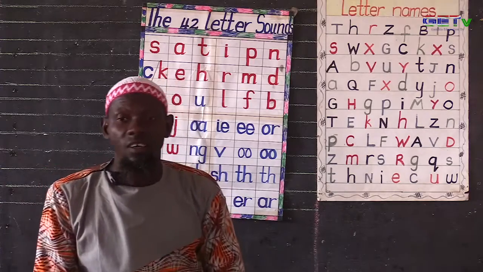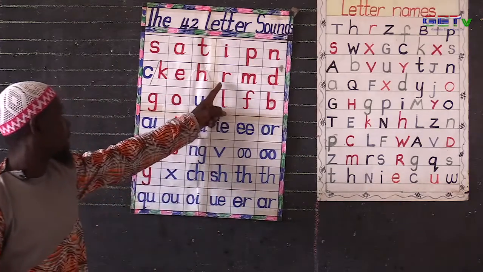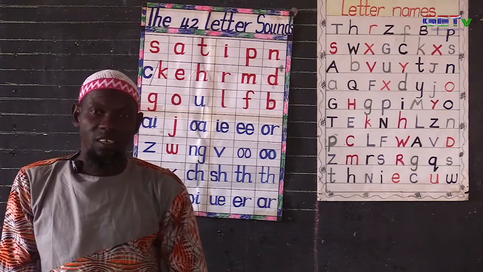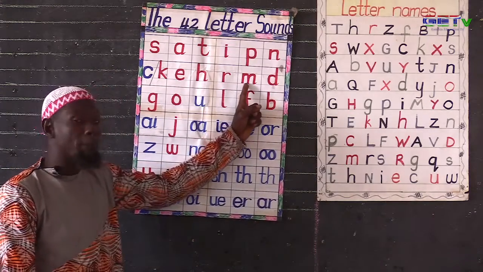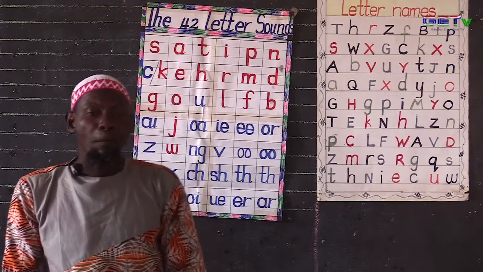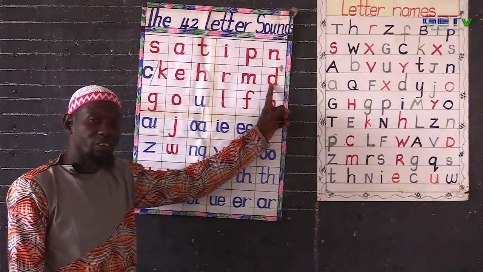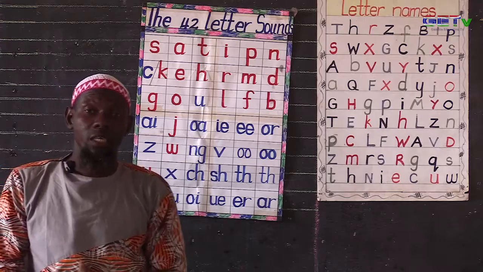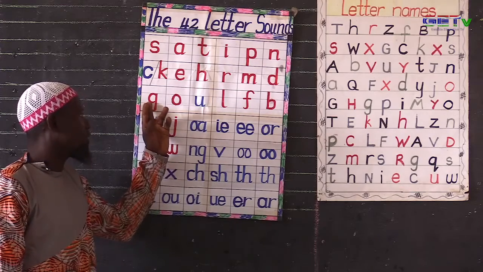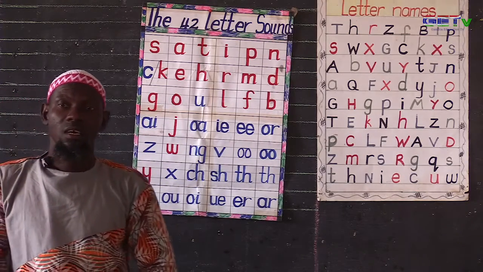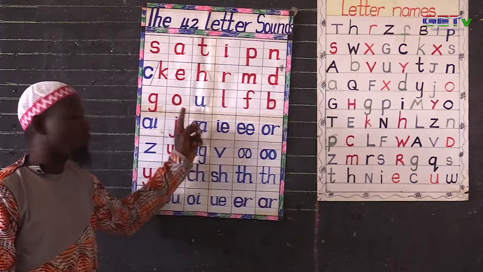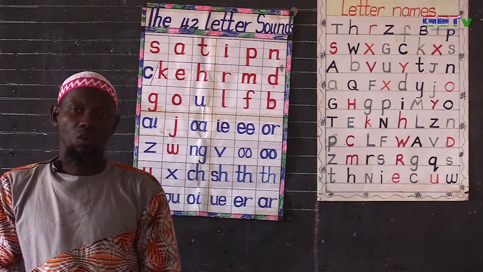My sound is H. My name is R. My sound is R. My name is M. My sound is M. My name is D. My sound is D. My name is G. My sound is G. My name is O. My sound is O.